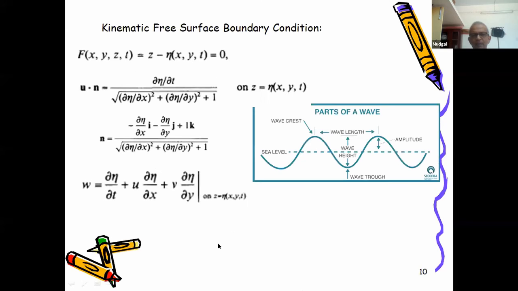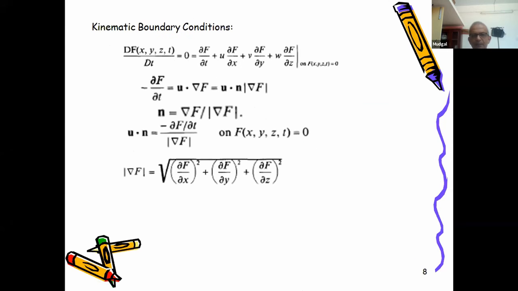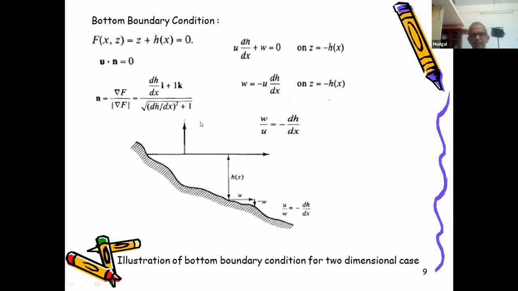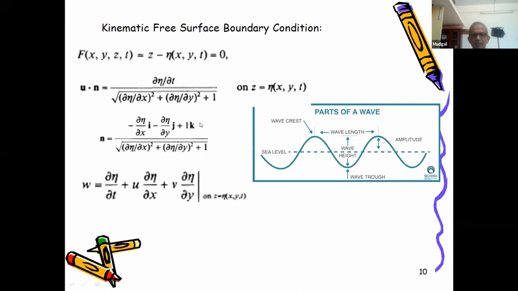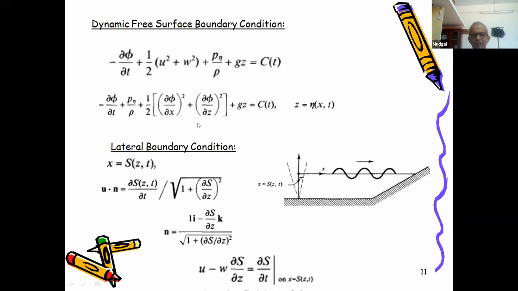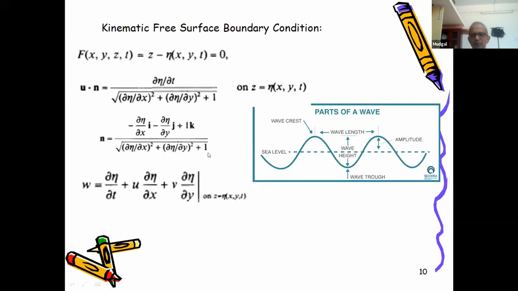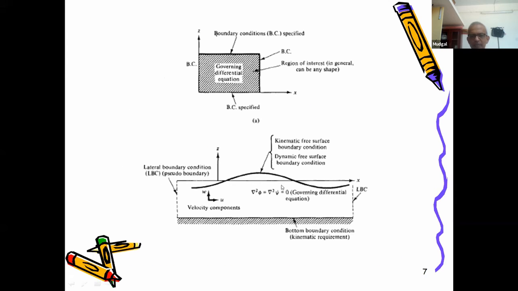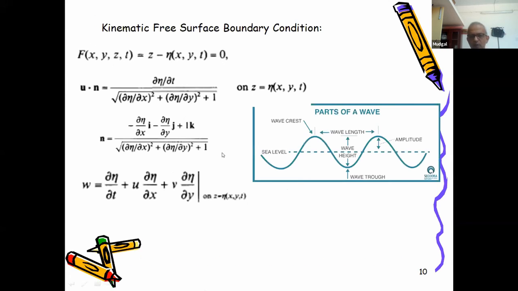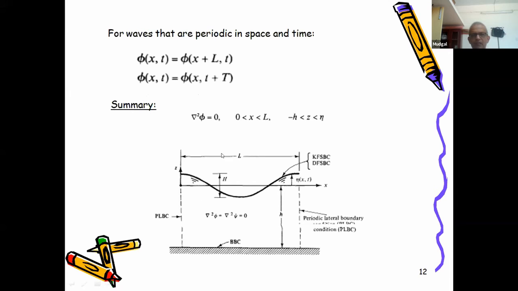So just to recap, you have the boundary conditions: the kinematic boundary condition, then the bottom boundary condition, the kinematic free surface boundary condition, and the dynamic free surface boundary condition, along with the lateral boundary condition. So these are the boundary conditions that need to be applied for the problem.